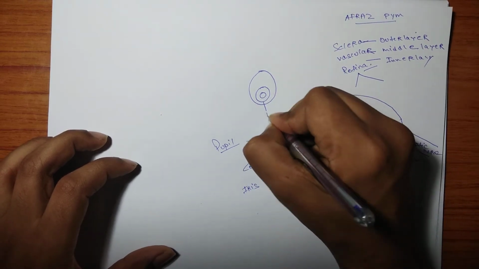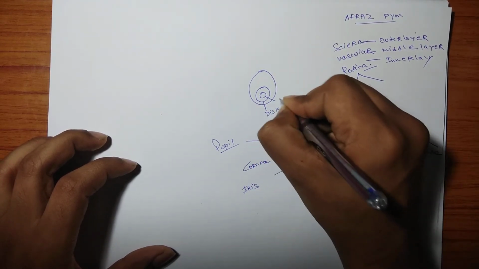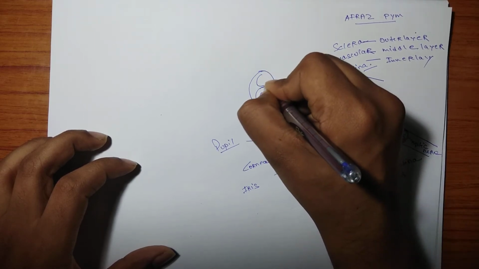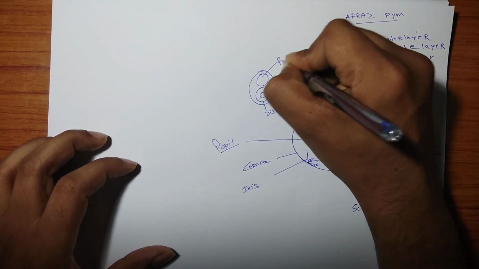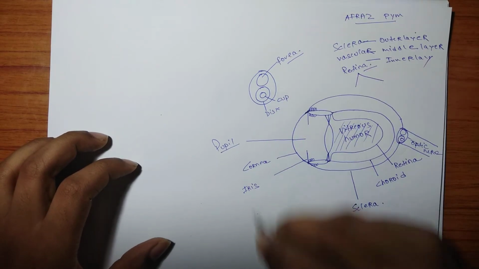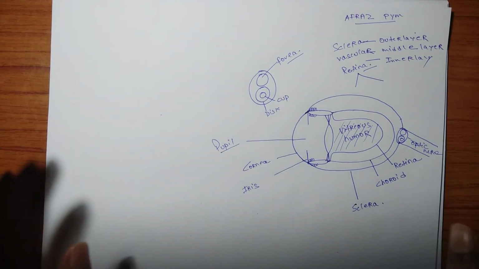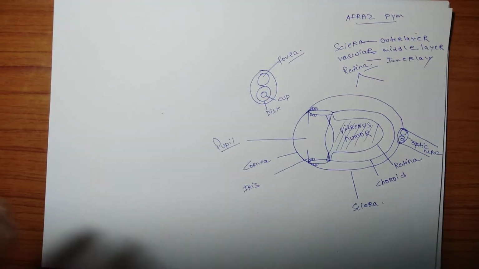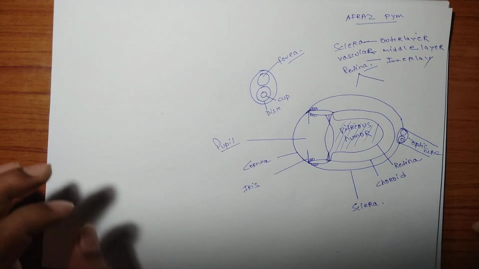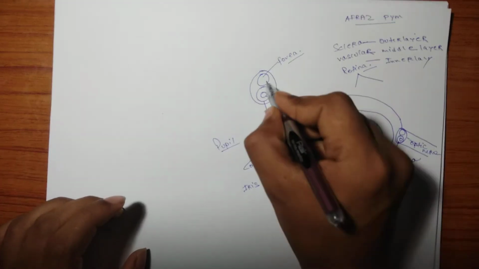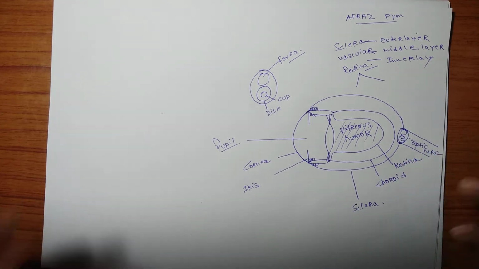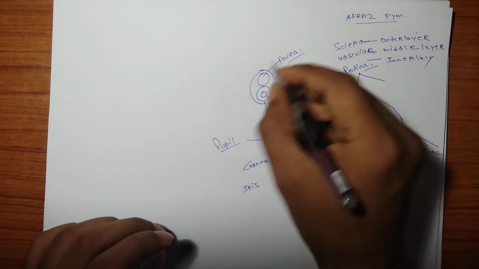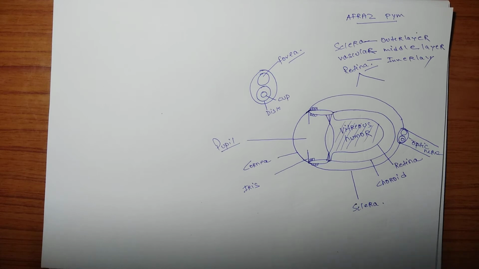What is this? This is the disc, this is the cup, and this is the fovea. Remember, the center of the macula is the fovea. Around 80 to 90% of the light that enters your eye is focused in the fovea, and the best vision you see is in the fovea only. This fovea is the most sensitive part of the retina. That's what you have to remember.